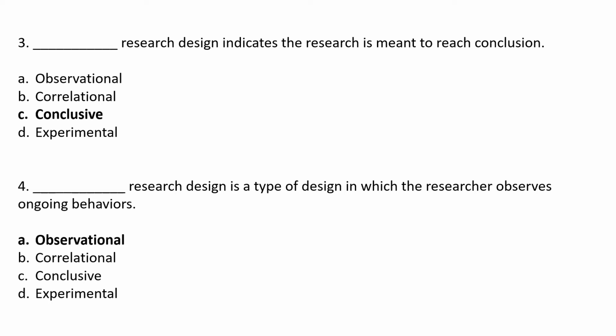Dash research design is the type of design in which the researcher observes ongoing behavior. Option A, observational. Option B, correlational. Option C, conclusive. Option D, experimental. The correct answer is option A, observational.